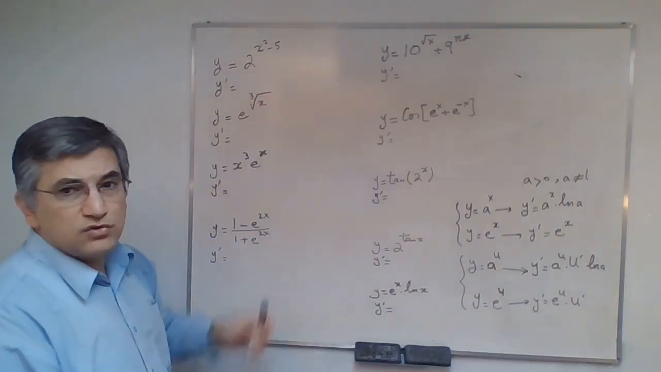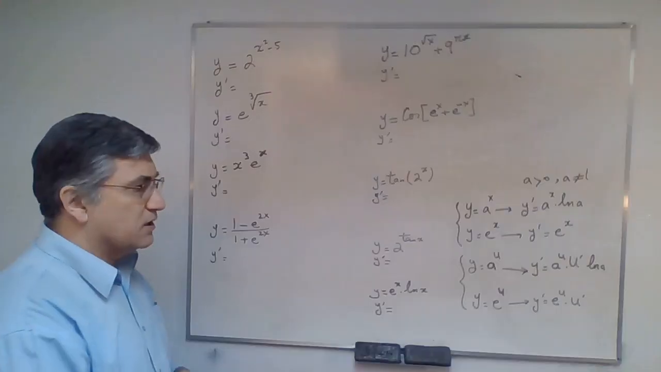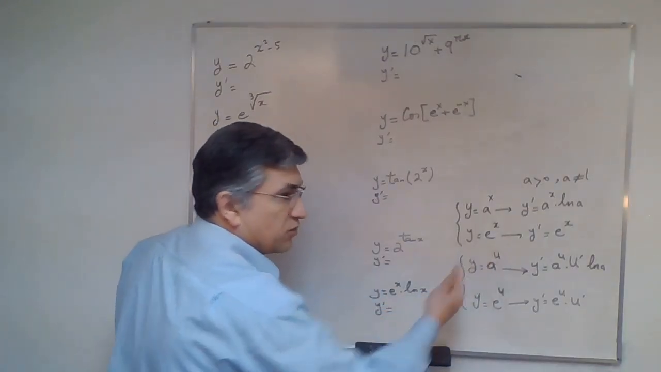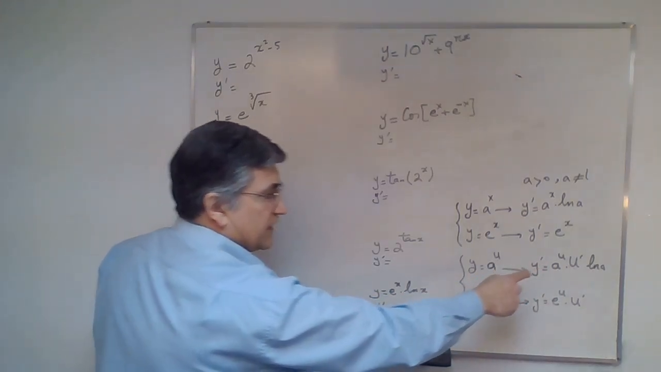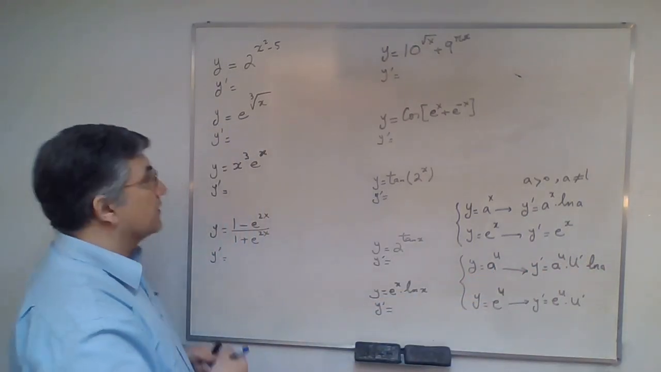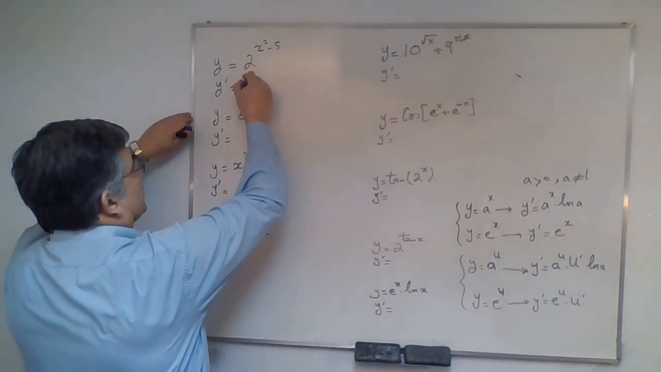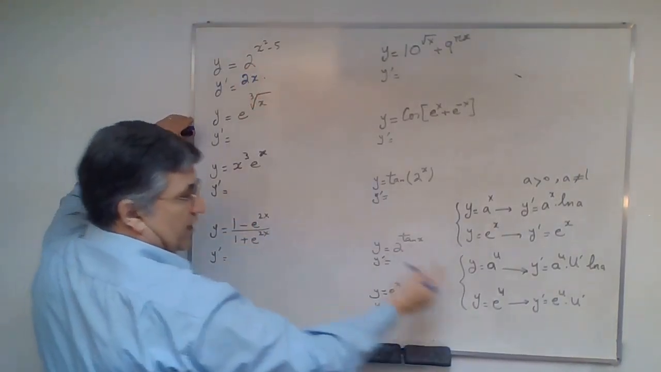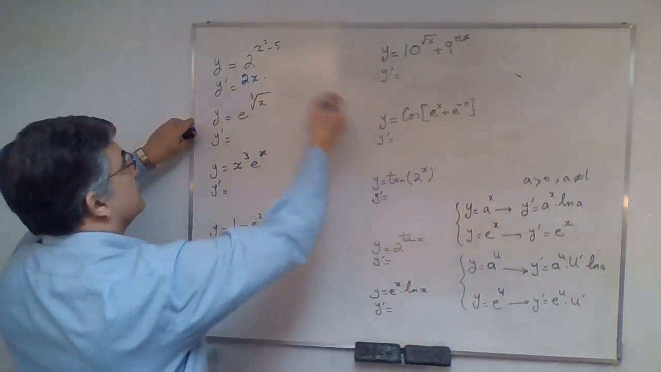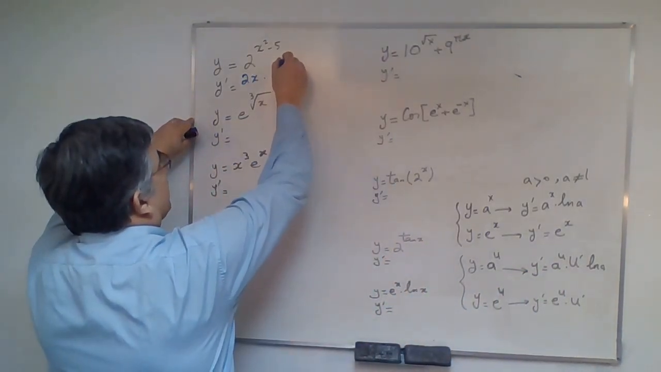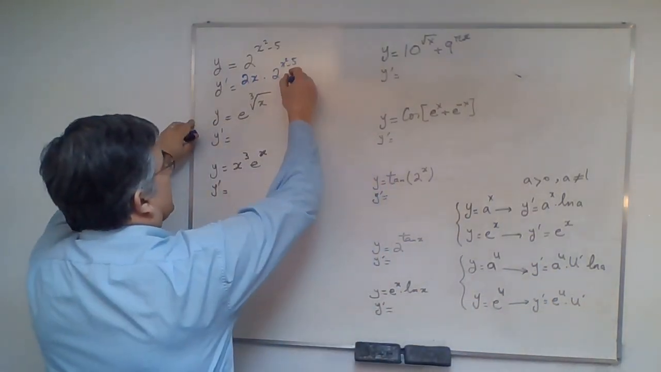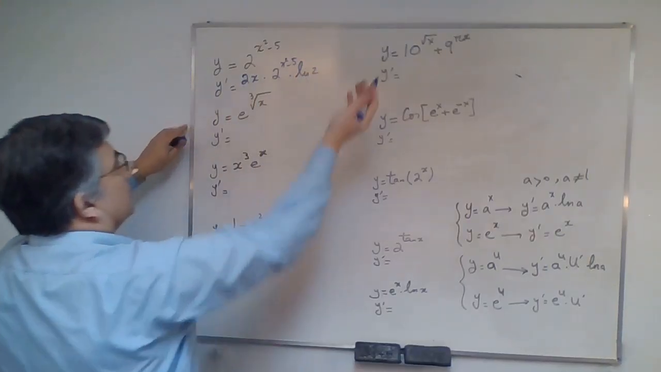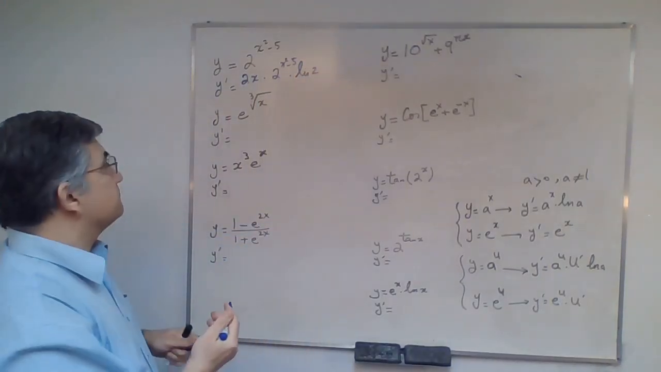The first one is 2 to the exponent of a quadratic function. So it reminds me of a to the exponent of u. So the derivative would be u prime times a to the u times ln of a. So u prime is just 2x, and then times a to the u, which is 2 to the exponent of x squared minus 5, and then times ln of a. In this case, it will be ln of 2, and that's the final answer.